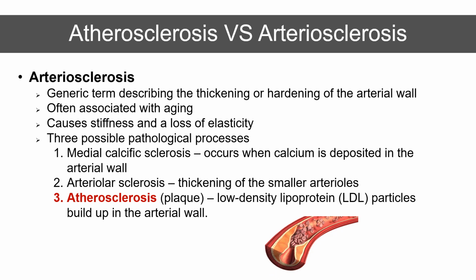There are three possible pathological processes. This means that we don't know or understand exactly why arteriosclerosis happens. The three top reasons they believe are, one, medial calcific sclerosis, where a lot of calcium is deposited in arterial walls. The next is arteriolar sclerosis, which is thickening of the smaller arterioles. And the third, the one we hear so much about, is atherosclerosis, which is plaque. This is when low-density lipoprotein, or LDL, builds up in our artery walls.